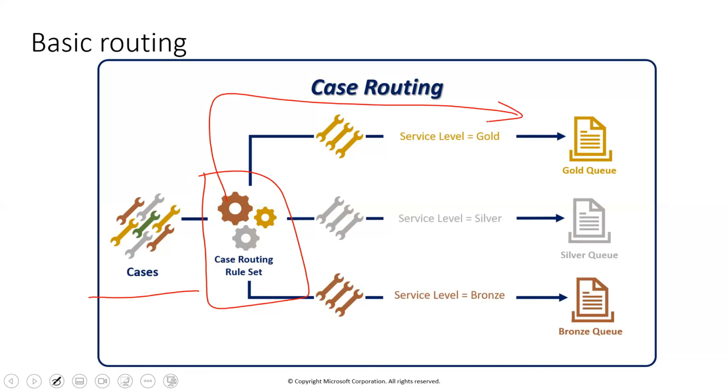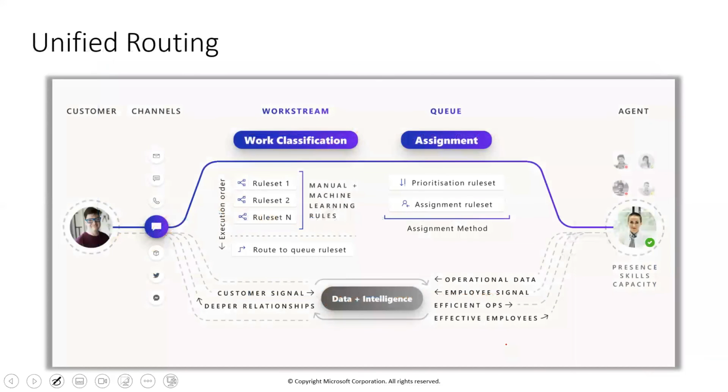In the same way, if it's a silver customer, the case needs to be diverted to the silver queue. In the same way, if it's a bronze customer, the case needs to be diverted to the bronze queue. So this is how your routing is going to work.